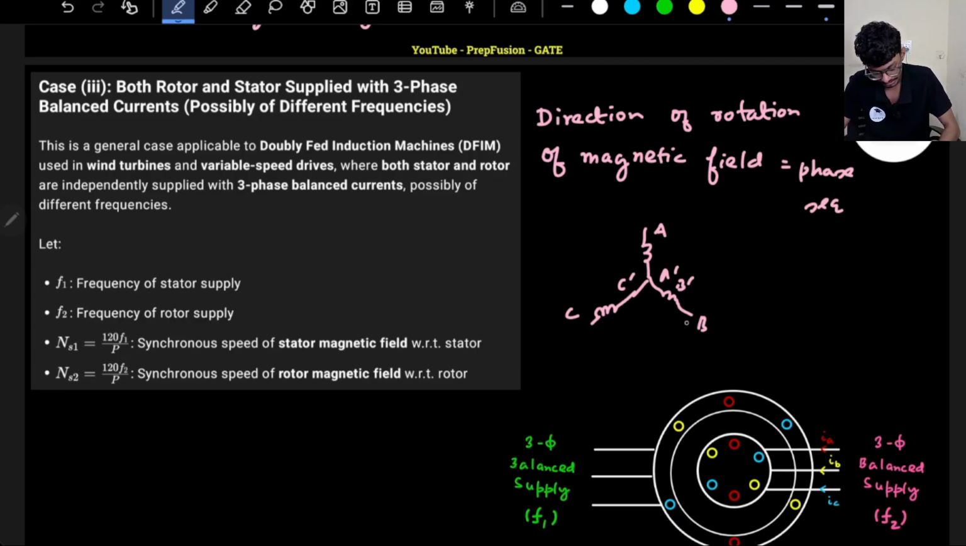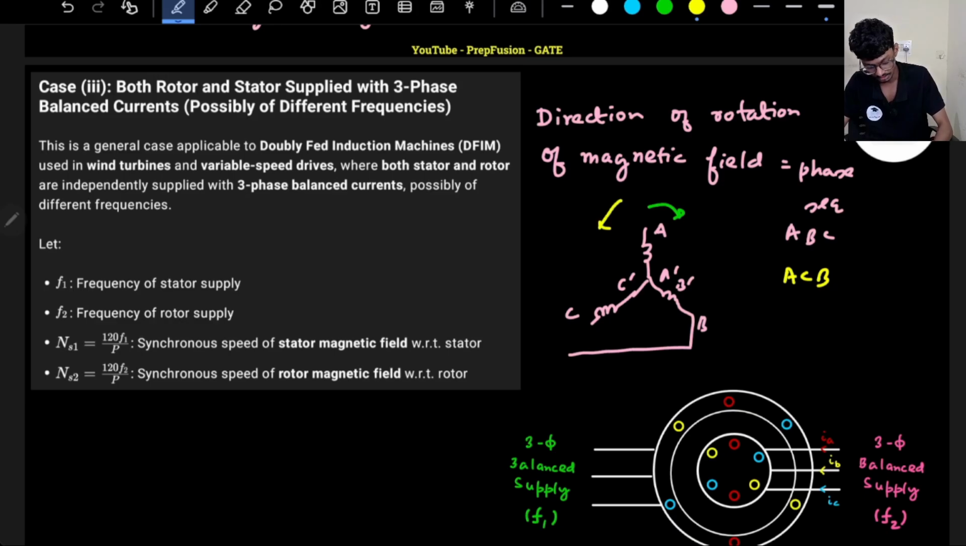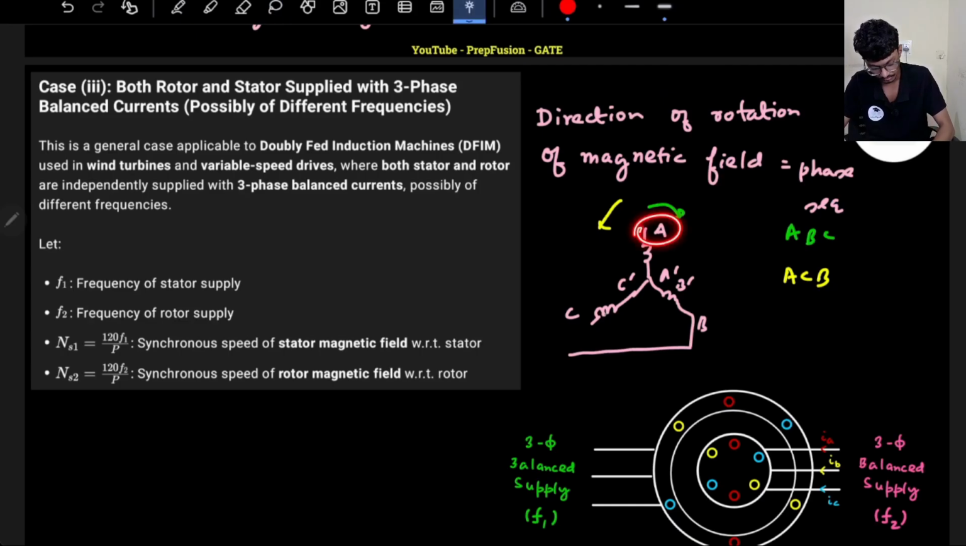Okay, so now if windings are placed like this, if my phase sequence is ABC, first the peak of A will come, then B, then C. So the magnetic field will rotate in the clockwise direction. If the phase sequence is ACB, then the magnetic field rotates in the anti-clockwise direction. Why? Because we follow the peak, right? The peak of A will come, then the peak of C, then the peak of B.